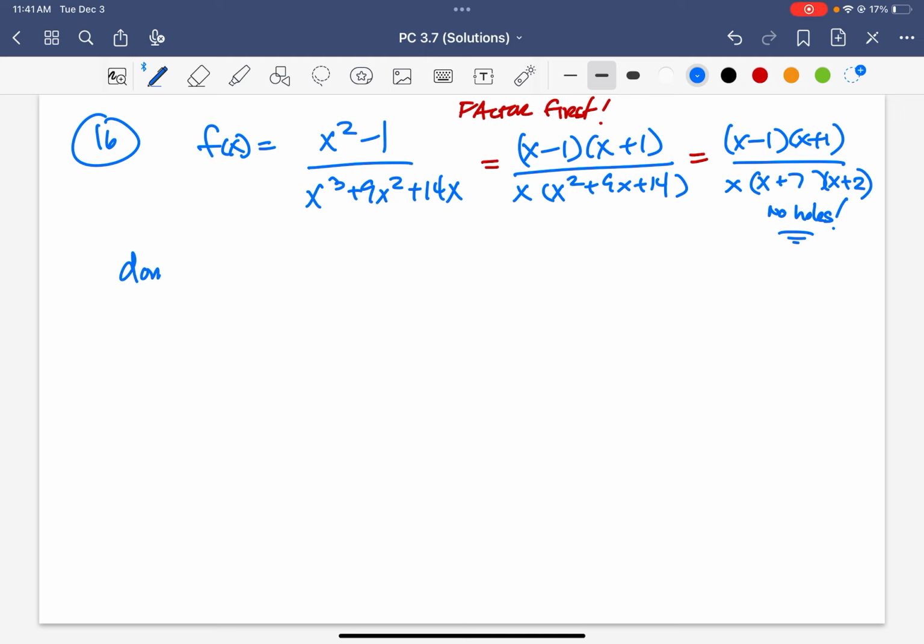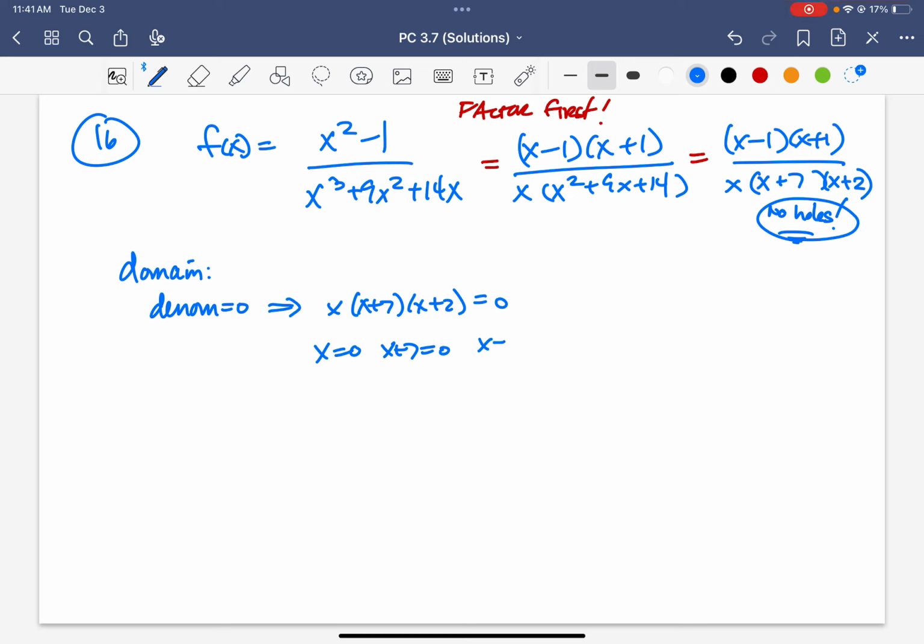So if we want to find the domain, we set the denominator equal to 0, or we worry about holes. So denominator equal to 0 tells me that x times x plus 7 times x plus 2 must be 0, which means this, this, or this. So I think those are the three bad points. But notice they make the denominator 0 and they're not a hole, so each one of these is a vertical asymptote.